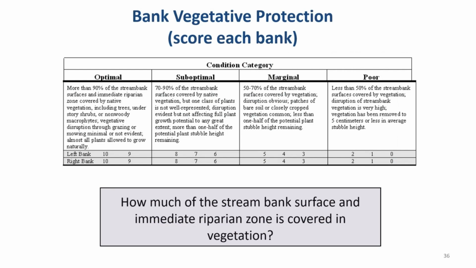Okay, we're up to our last question. This one also gets scored separately for each bank, and it's asking you to describe the bank vegetative protection. So how much of the stream bank in the immediate riparian zone is covered in vegetation? If more than 90% of the stream bank is covered with native vegetation, sorry, second to last question. I got ahead of myself for a moment.